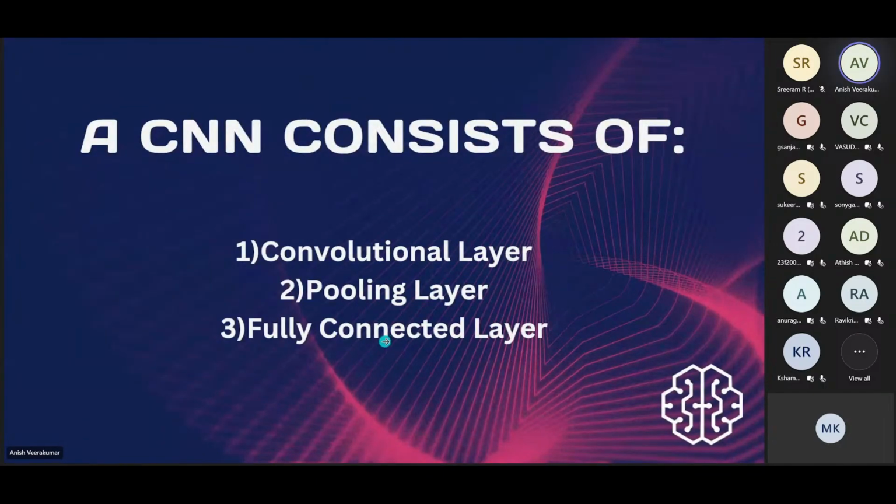So that pretty much covers all the basics of what you need to know about CNN. So now we'll get into a CNN architecture, what it generally consists of. So a CNN consists of 3 main things, which is a convolutional layer, a pooling layer, and a fully connected layer. A convolutional layer is where the convolutional operations happen.